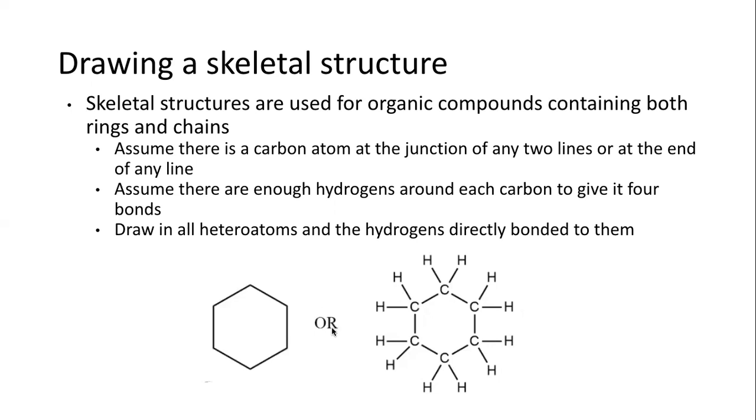So to draw a skeletal structure, you would just draw the lines of your cyclic ring. And the assumption is that anywhere that two lines meet, there's a carbon. And then we're not going to draw in the hydrogens. We're just going to assume that the hydrogens are there. And this is really helpful when we draw really complex molecules. We will talk about steroid molecules, which are cyclical molecules, and they can have a complex structure, and drawing a skeletal structure helps.